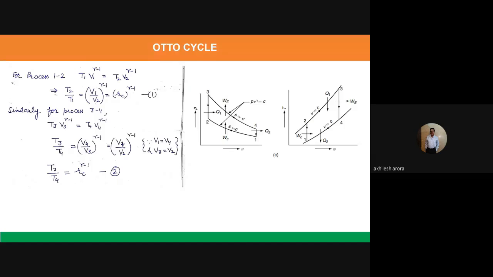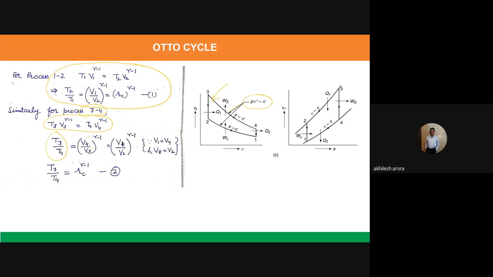Now you see it here. I have written it once again here so that you don't have to look back in the previous slide: process 1 to 2, and now once again process 3 to 4. This is the process 3 to 4, and once again this process is also reversible adiabatic. So once again I can write T3 V3 raised to power gamma minus 1 is equal to T4 V4 raised to power gamma minus 1. And now I have calculated the value of T3 by T4, and it comes out to be V4 by V3 raised to power gamma minus 1.